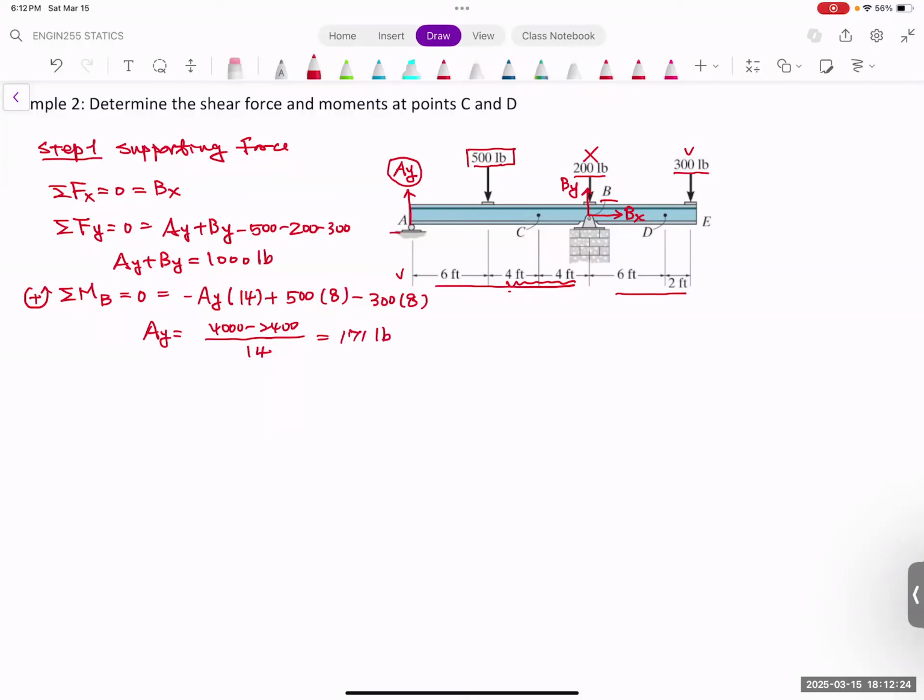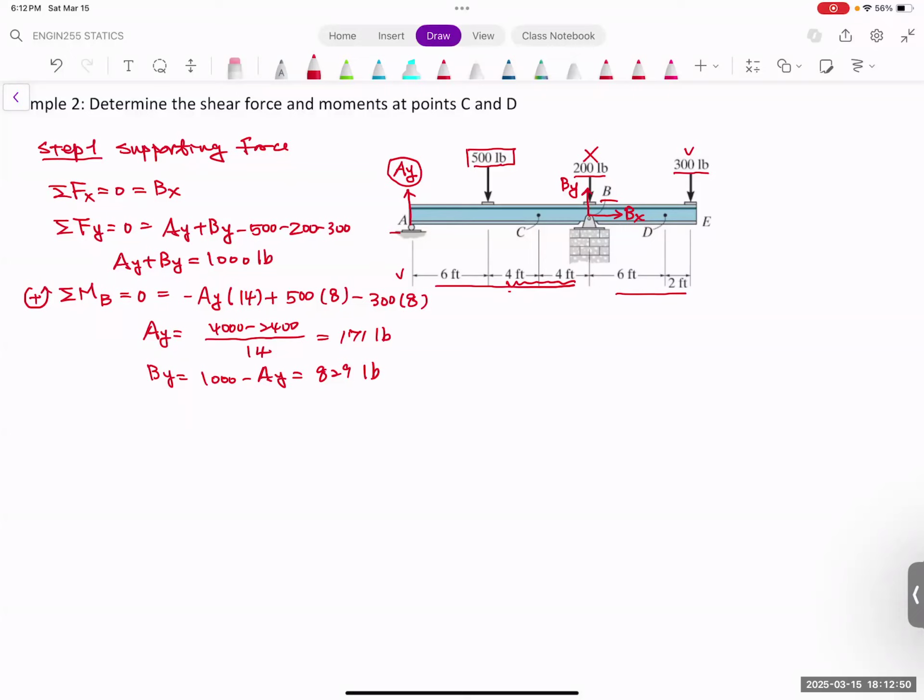So that's my AY. Once you find AY, you can find BY, because BY is simply equal to 1,000 minus AY, which is going to be 1,000 minus 171. You have 829 pounds. So that's our reactions, our supporting forces.